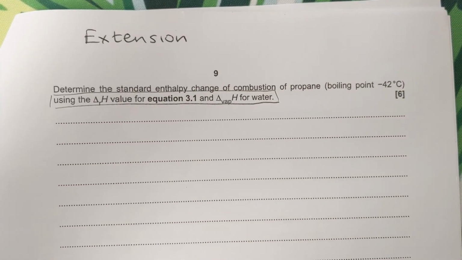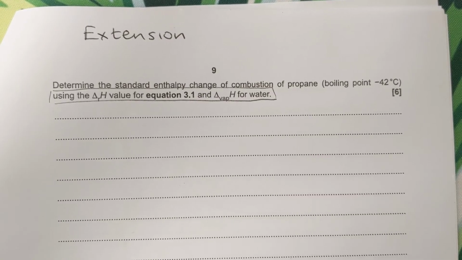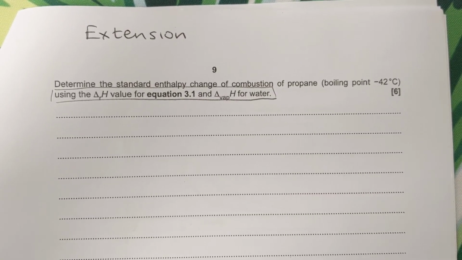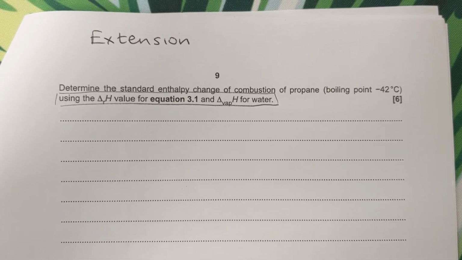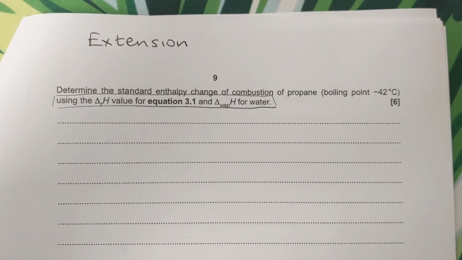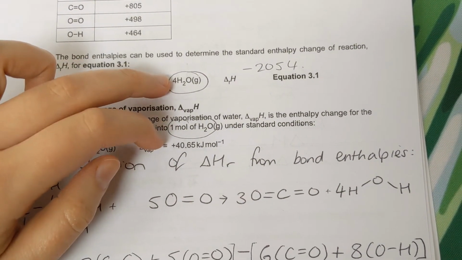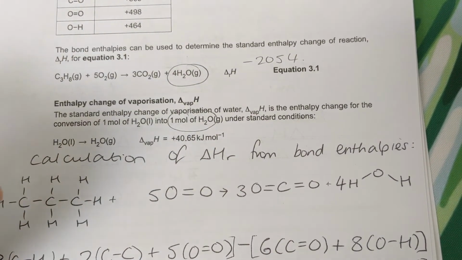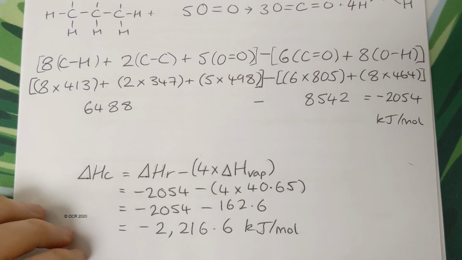The question is asking us to find the standard enthalpy change of combustion of propane using the delta HR value from equation 3.1 that we've just calculated and the delta H vaporization for water. So to do that, we need to look at the differences between these two things in terms of water and set up an equation to find enthalpy change of combustion.